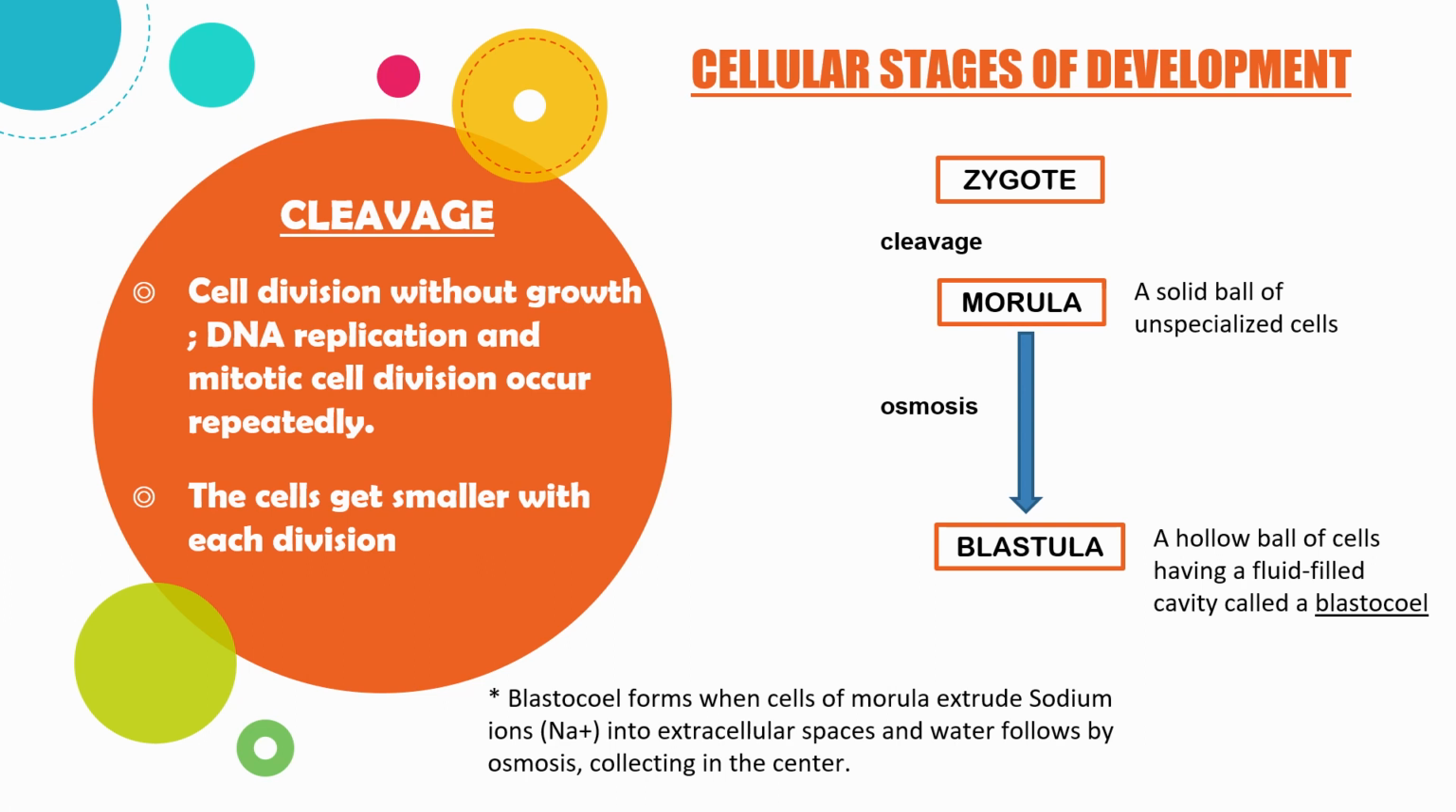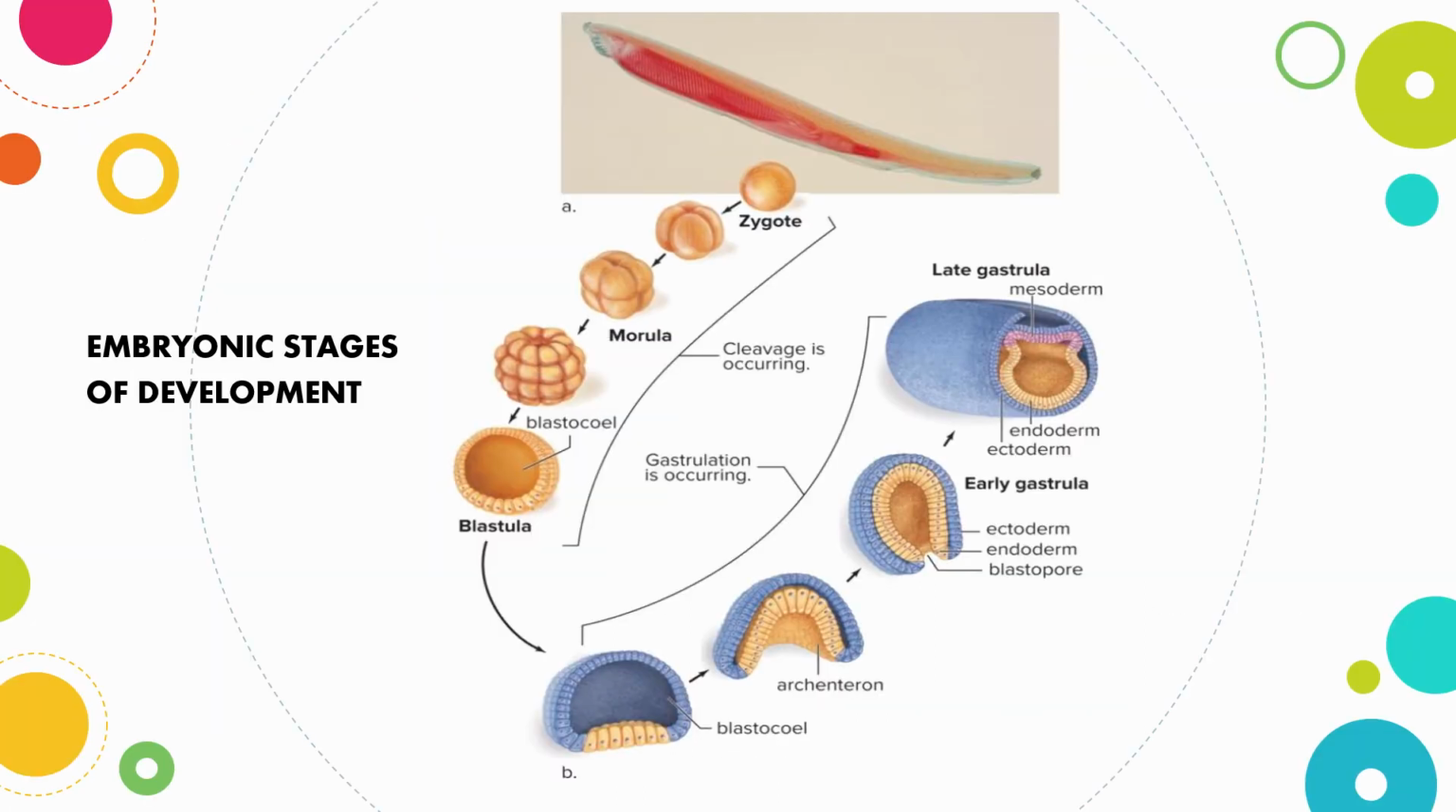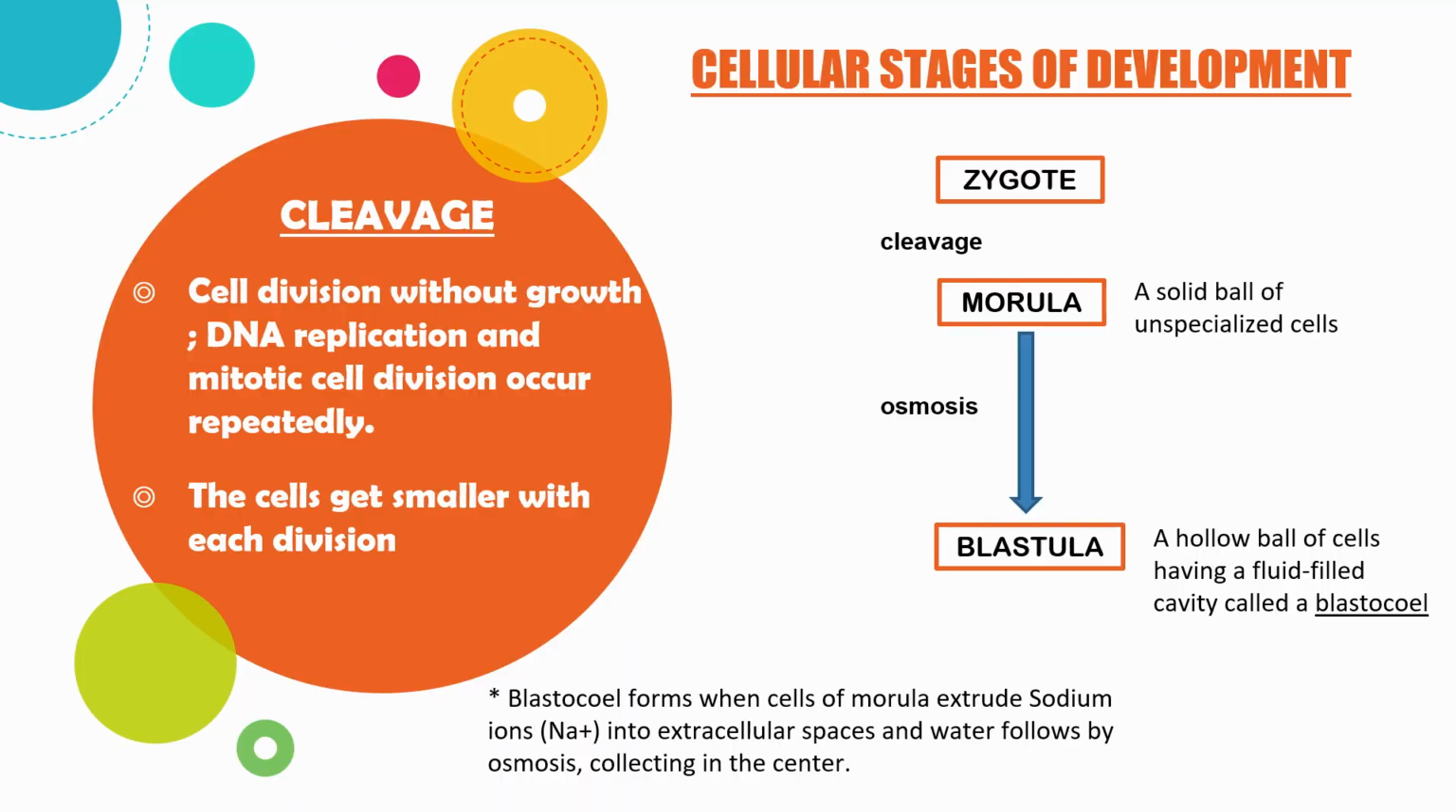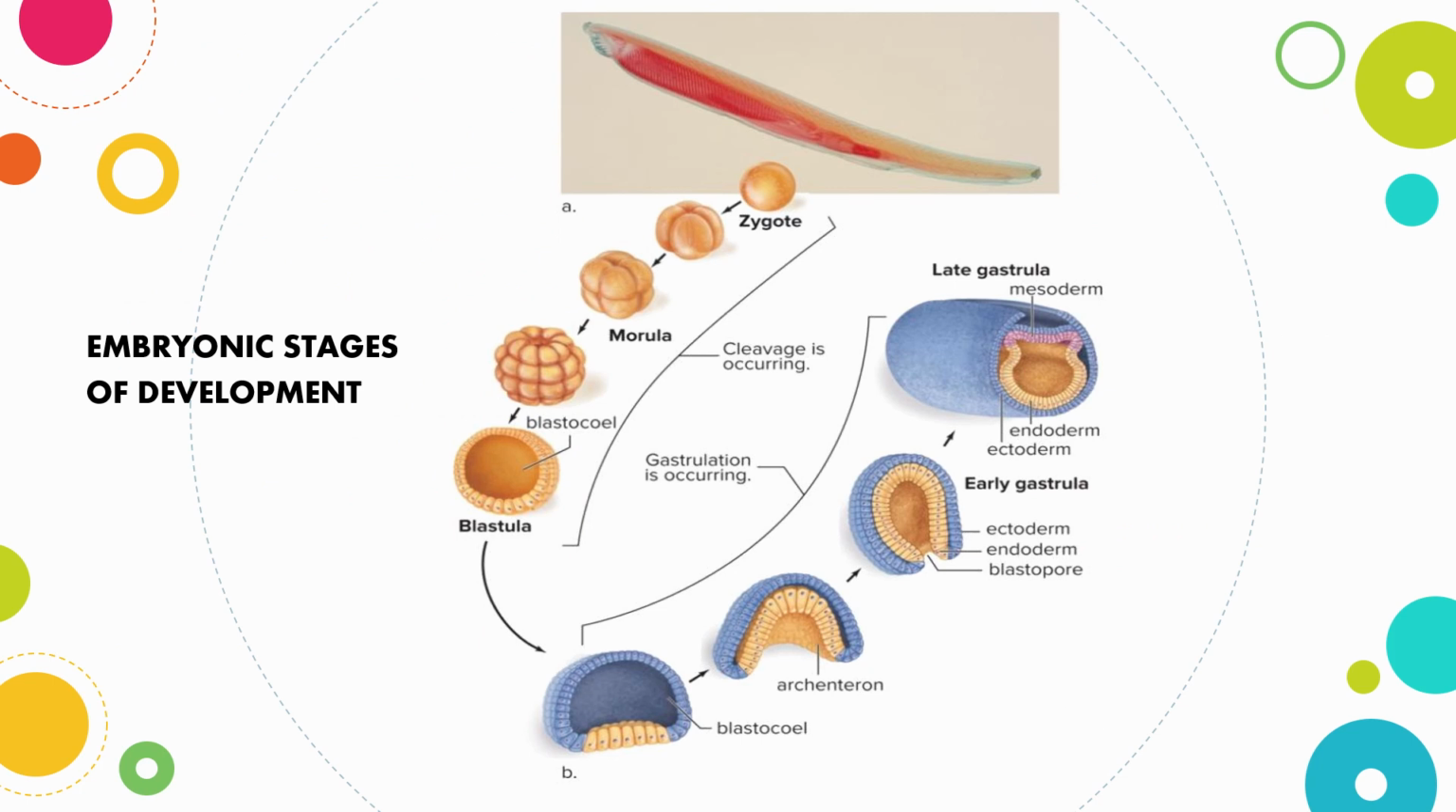It will start with zygote, morula, and blastula. Shortly after fertilization, the zygote undergoes a series of rapid mitotic cell divisions. We call it cleavage. It initially gives rise to the morula, which is basically a solid ball of unspecialized cells.